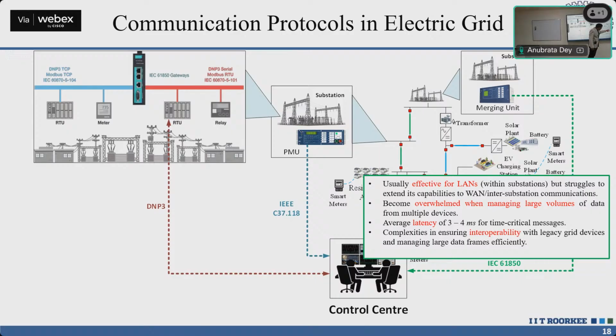Again, this also faces an issue when the volume of data is very large. The average latency you will get is 3 to 4 milliseconds, similar to C37.118. So both are comparable, but you still have the cyber security issues. And as Professor Sidhu covered, other than this, you have to go for 62351, and in that case you have to go for that.